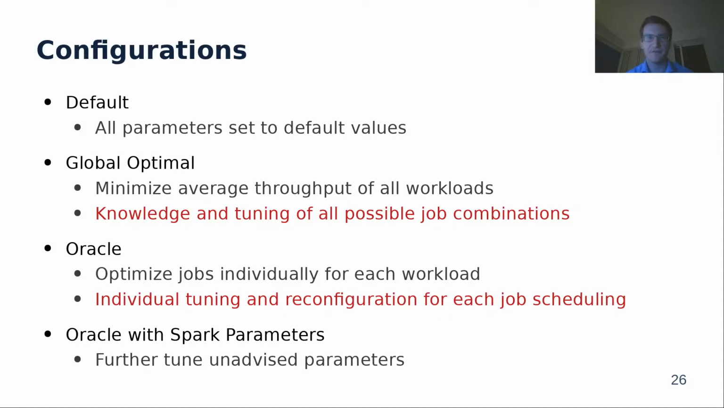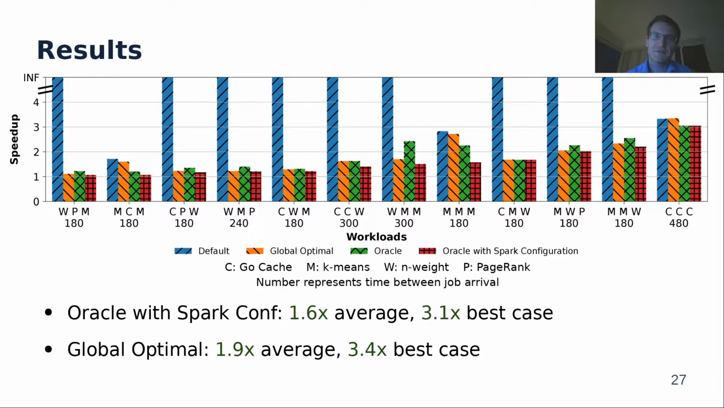tuning to achieve. In this figure, we see the 12 workloads where M3 has an opportunity to improve throughput, and it does just that. Each bar shows M3's speedup over a configuration for a particular workload, and M3 outperforms every configuration in every workload. Even compared to the most unrealistic configuration, the Oracle with Spark configuration, M3 is 1.6 times faster on average and 3.1 times faster in the best case.